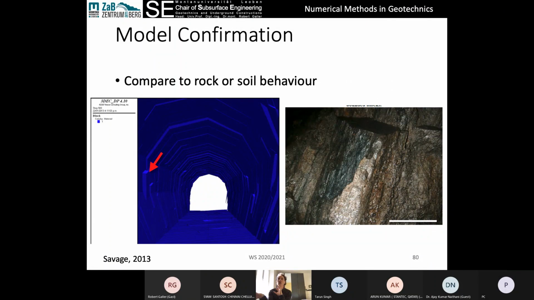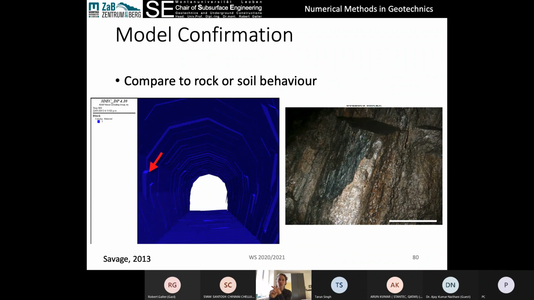So those two main ways then, either looking at analytical solutions or looking at ground behavior that we can observe, are two of the most important ways of confirming our model. In addition to that, or part of that, is checking to make sure that the way we've set up our model is appropriate. So for example, are the boundary conditions far enough?